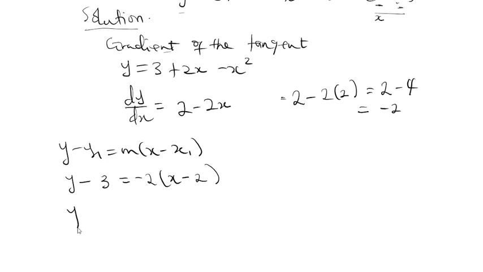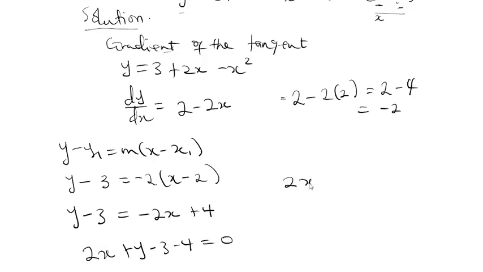So let's see, y minus 3 equals negative 2x plus 4. Okay, so we can write this in this form: 2x plus y minus 3 minus 4 equals 0, which is the same as 2x plus y minus 7 equals 0. And this is the equation of the tangent.